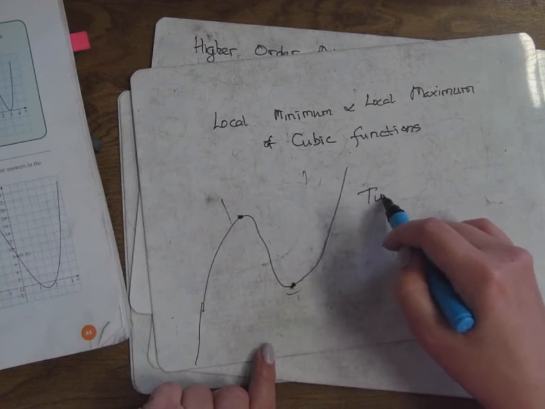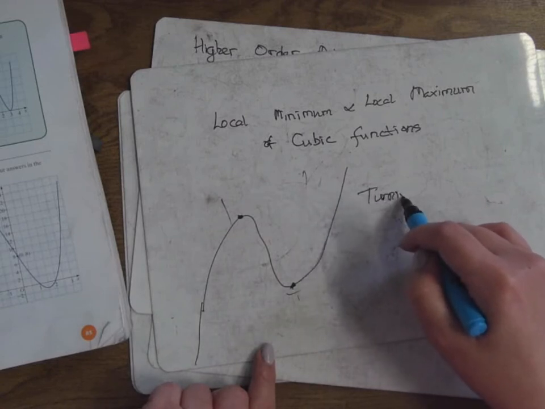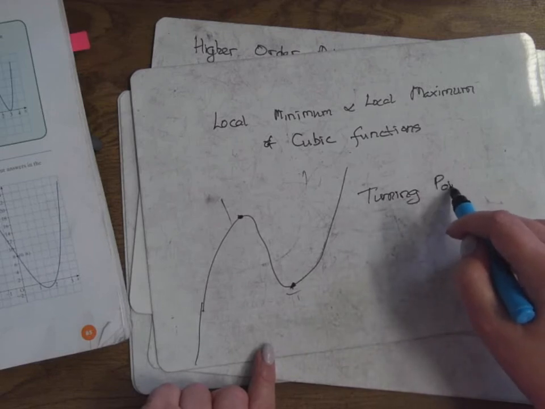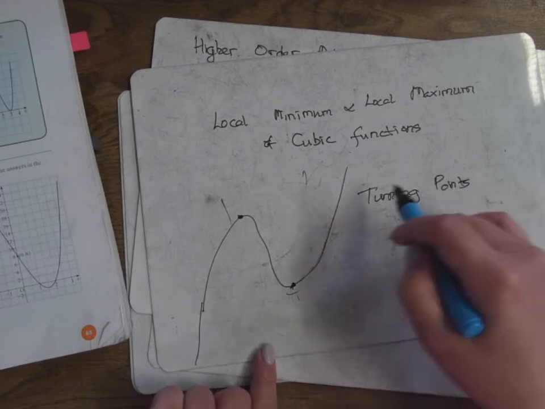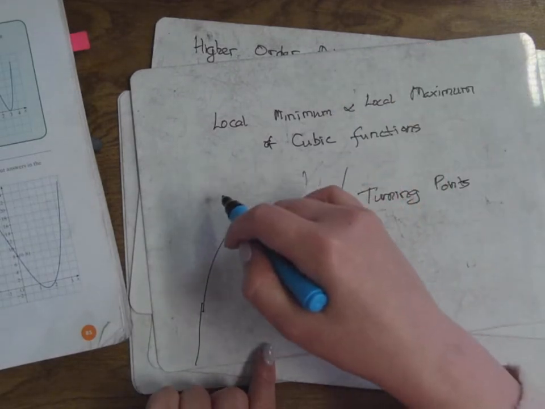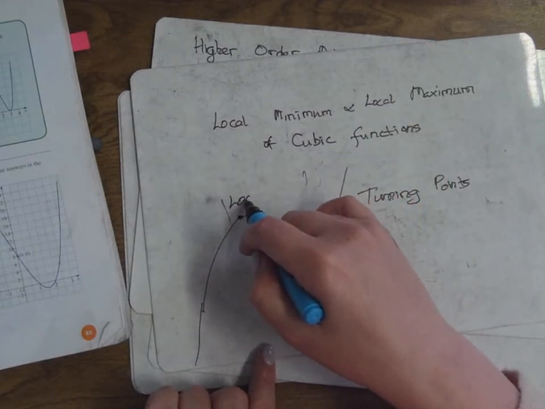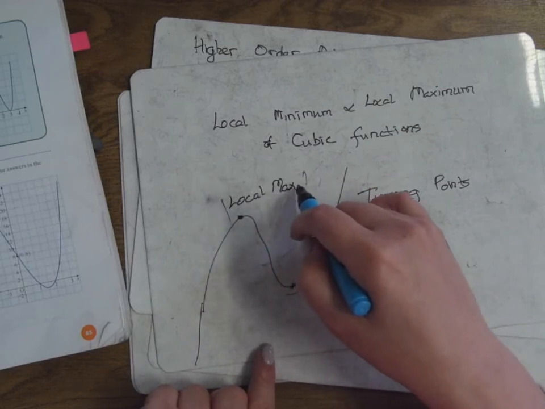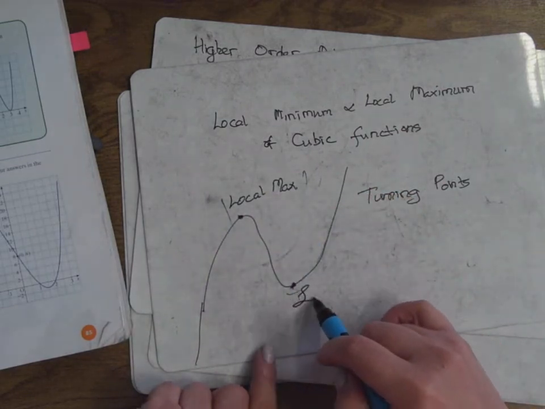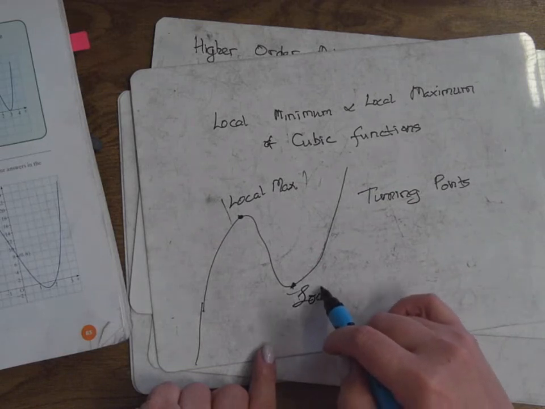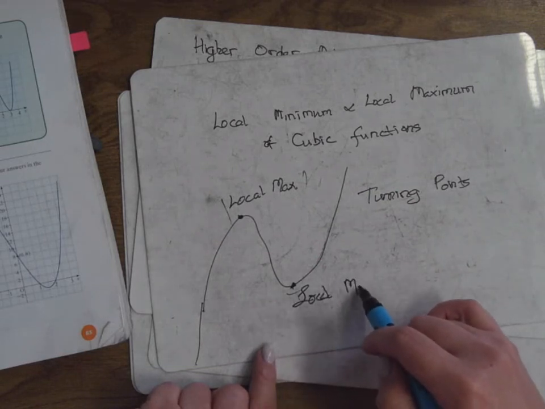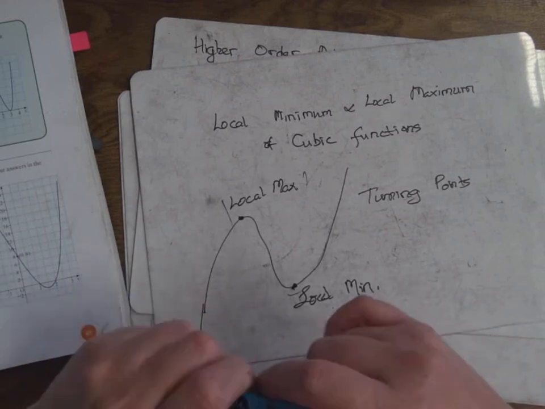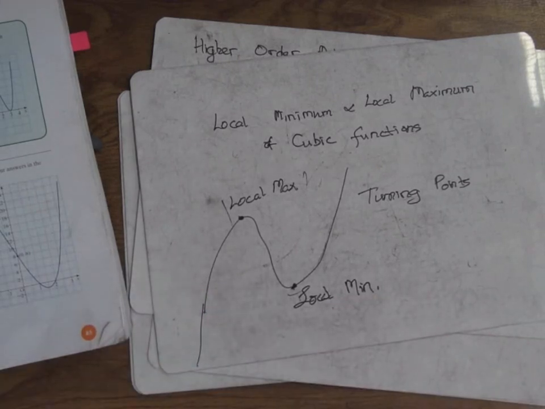We call the one at the top the local max. So it's not the max of the curve, because the curve goes on forever that way. We call it the local max. And guess what we call this one? The local min. That's all I have to say about this chapter.